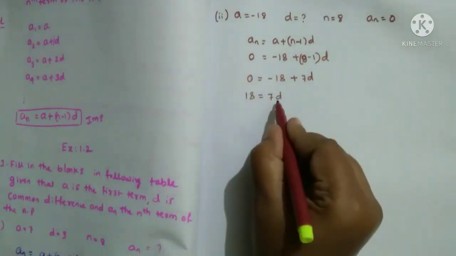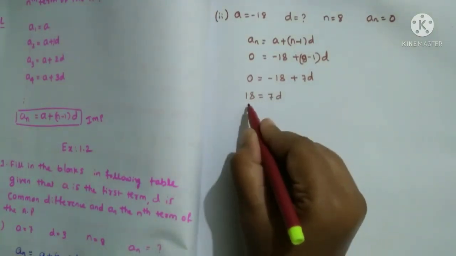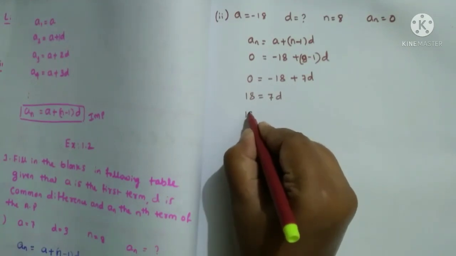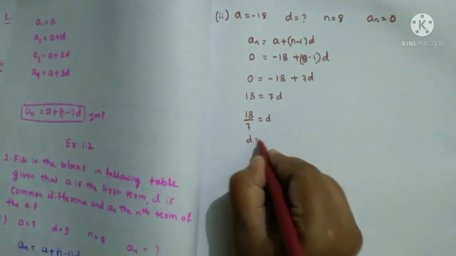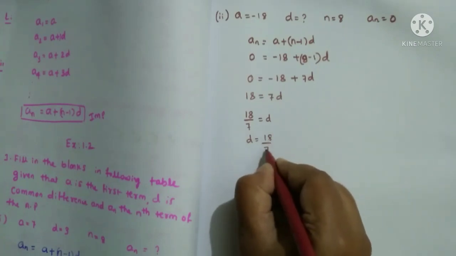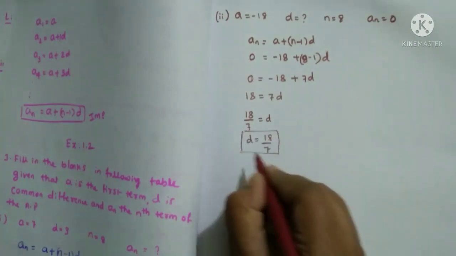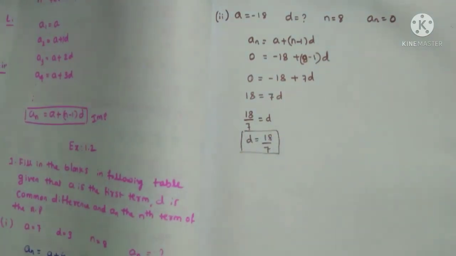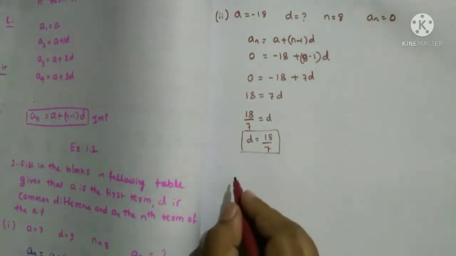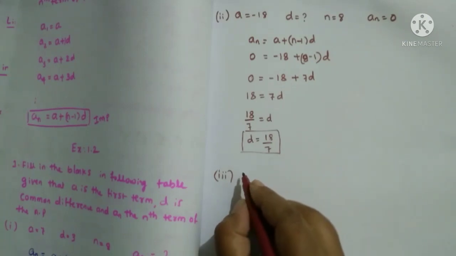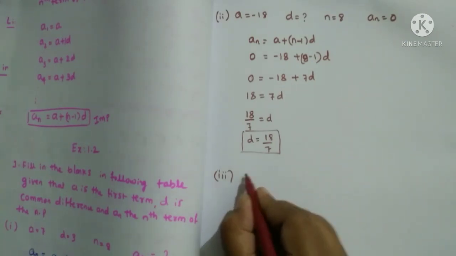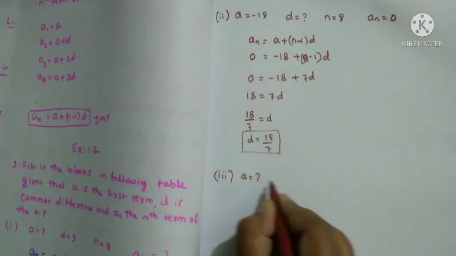Now between 7 and D multiplication is there. If I transfer 7 to the left side, 18 by 7. So D value is 18 by 7. Okay, this is the D value. We got it. Next we'll see the third sum. Third, what they have given, we'll see now. Third one, they didn't give the A value in that. A we have to find.